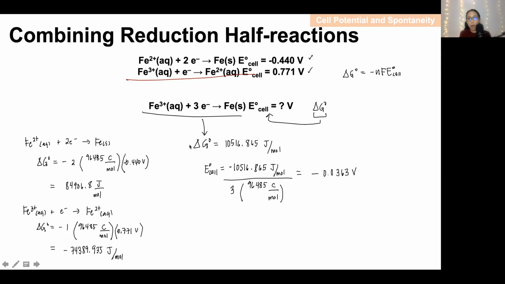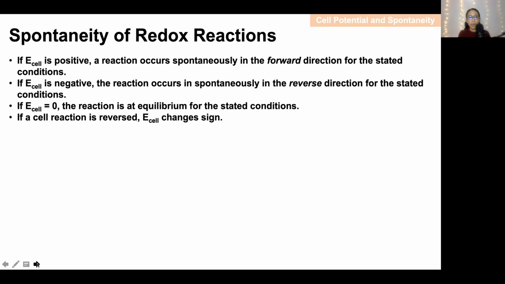This is how we consider the combination of our redox reactions. So our example was just involving half reactions, but the same principle is applied for redox reactions. Okay, now, since we've already touched delta G in connection with our electrochemical cells, in particular voltaic cells, we can now dive deeper into the spontaneity of our redox reactions.